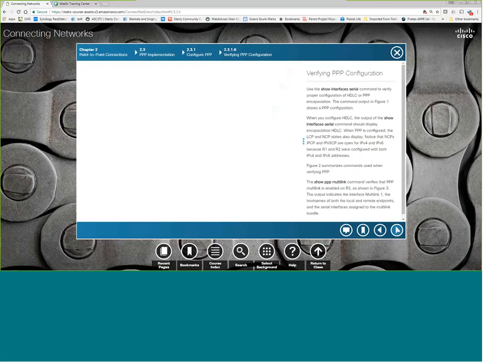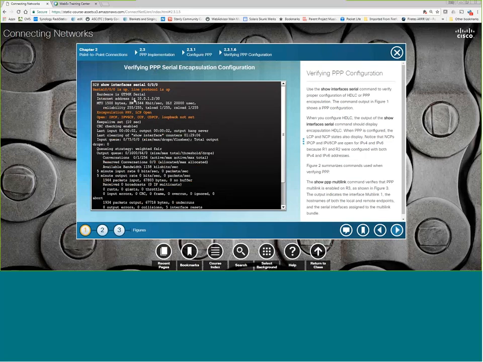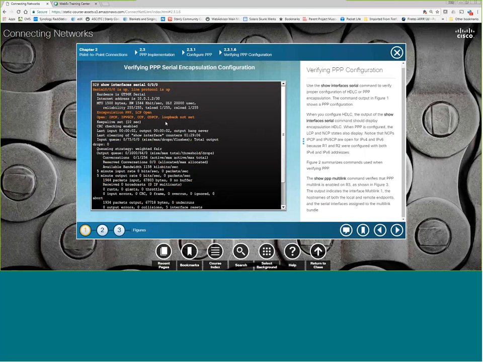Verifying PPP. Show interface serial 0/0/0, and you will see encapsulation PPP, LCP open. If LCP is open, that means it's up and running. Then you can go down and see what other network control protocols are running. Right now, you see IPv4, IPv6, and CDP are all running. CDP is Cisco Discovery Protocol, which we have talked a little bit about in scaling.